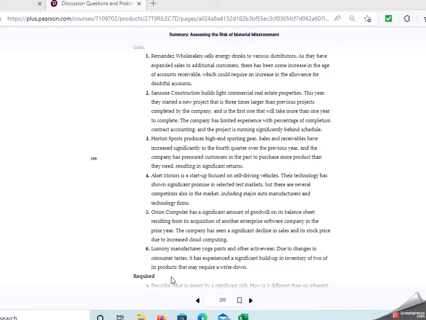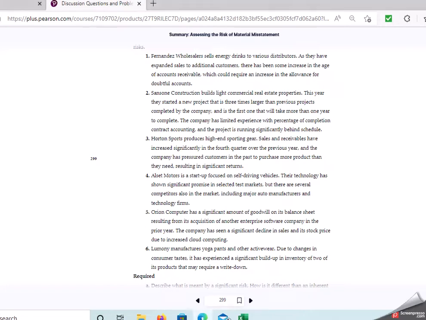Okay, now we'll go over some hypothetical scenarios regarding assessing the risk of different audit clients. So here we have Fernandez Wholesalers, which sells energy drinks to various distributors. As they have expanded sales to additional customers, there has been an increase in the age of the accounts receivable, which could require an increase in the allowance for doubtful accounts.